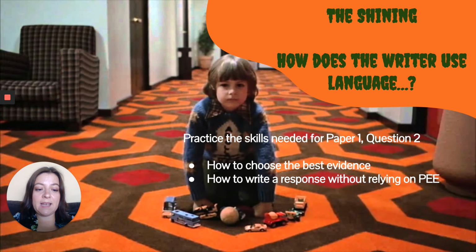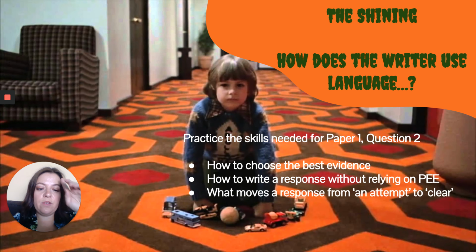We say PEE, as in point, evidence, explain, because it's the most common model. You may have been shown PEL or PEZ or many other versions, but we want to start moving away from that now. And I'm going to show you what might move a response from attempt into clear. So attempt is level 2 writing, and will get you less than half the marks in an exam. We want to try and be moving to clear analysis, where you'll be picking up more than half the marks for each of the questions.